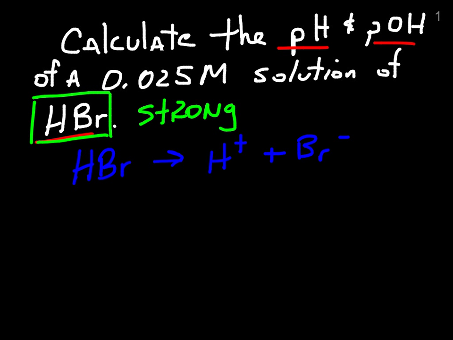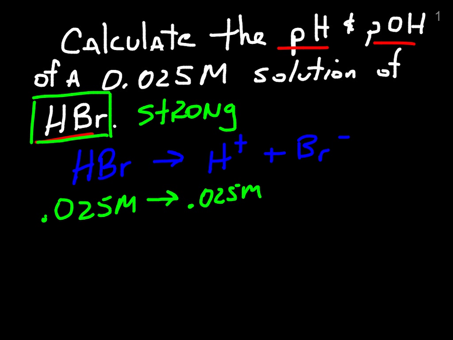All right? So now, going back to what I can do with the strong acid, if I have 0.025 molar hydrobromic acid, it's a strong acid, every bit of it's going to break up. I'm going to have 0.025 molar of the hydrogen ions.